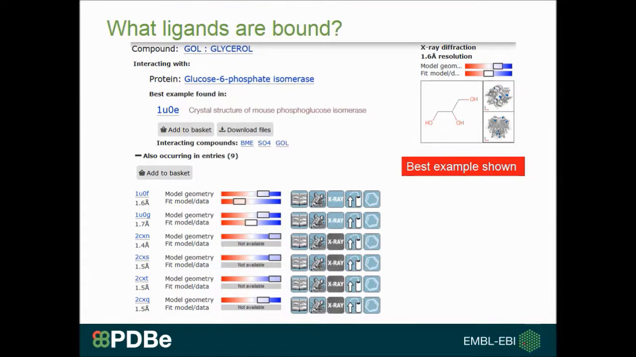When a ligand is found in more than one entry, the best entry is shown in the main entry, and the remaining entries are shown below this with their validation sliders and icons to depict the species that they come from, and the method that was used to determine their structure.